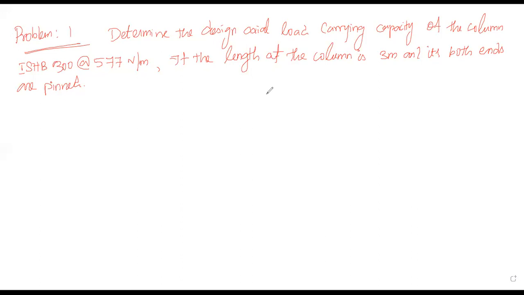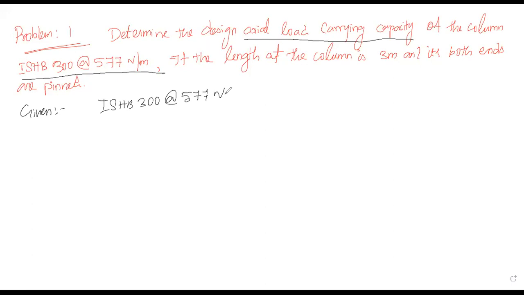So the problem is: determine the design axial load carrying capacity of the column of ISHB section. They have given the section ISHB 300 at 577 Newton per meter.